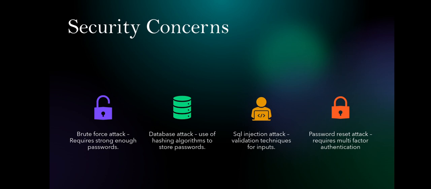The other one was database attack, in which the attacker is able to gain access to the data. But in order to get away with this one, we use strong hashing algorithms, and we encrypt everything in the database so that everything encrypted makes no sense to the attacker at all without the decryption key.